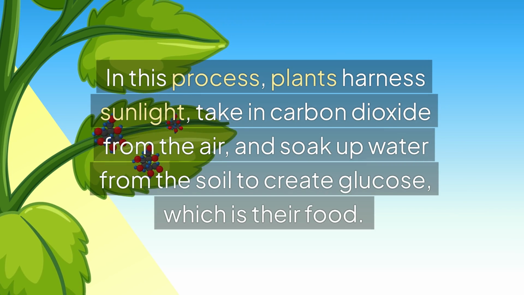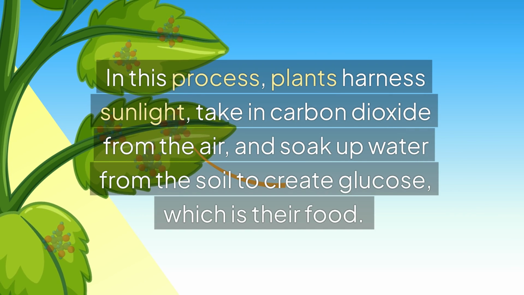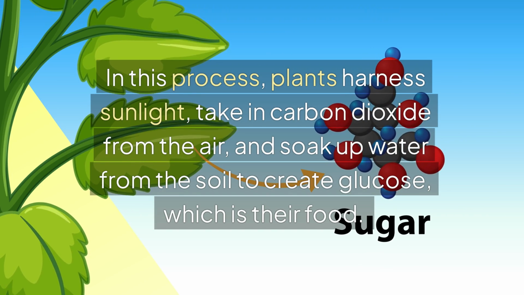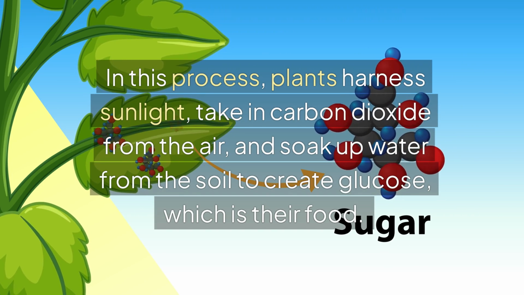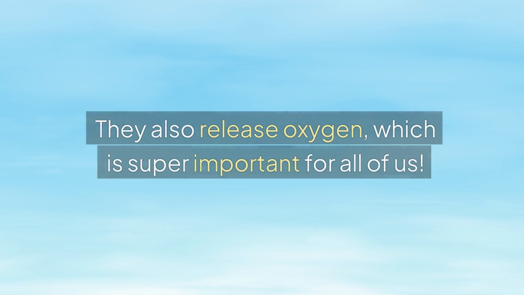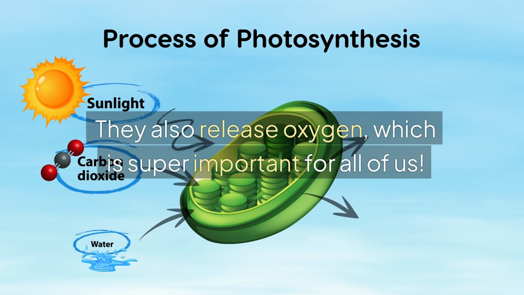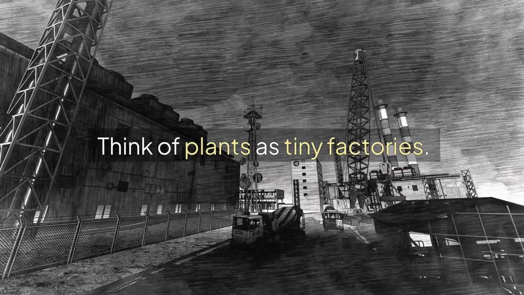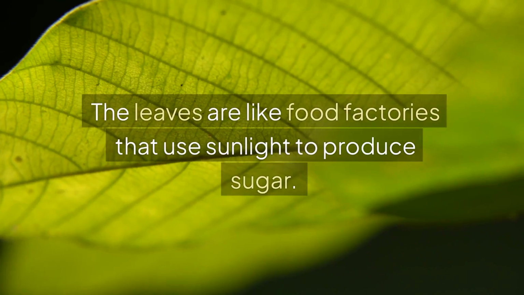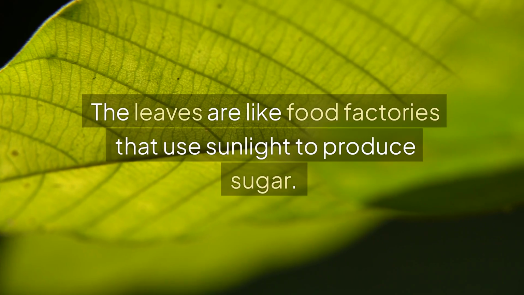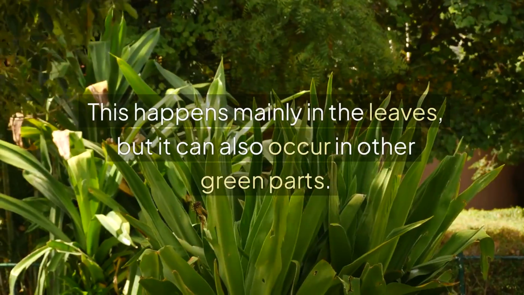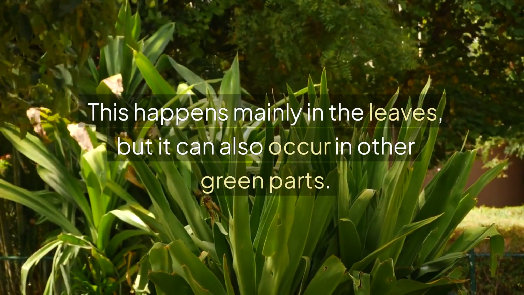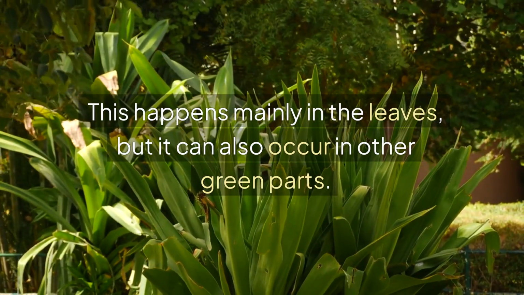In this process, plants harness sunlight, take in carbon dioxide from the air, and soak up water from the soil to create glucose, which is their food. They also release oxygen, which is super important for all of us. Think of plants as tiny factories. The leaves are like food factories that use sunlight to produce sugar. This happens mainly in the leaves, but it can also occur in other green parts.